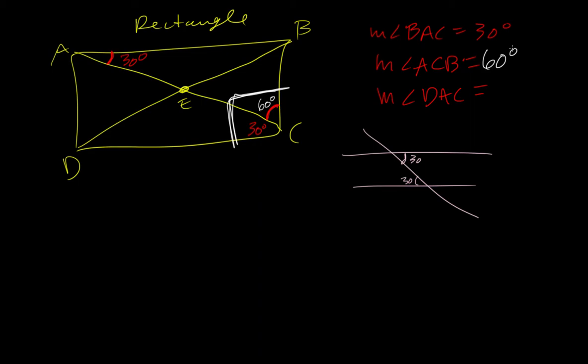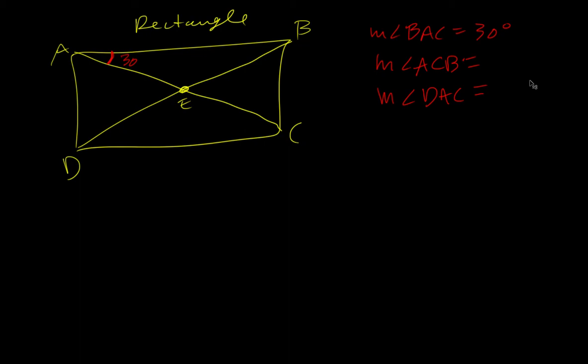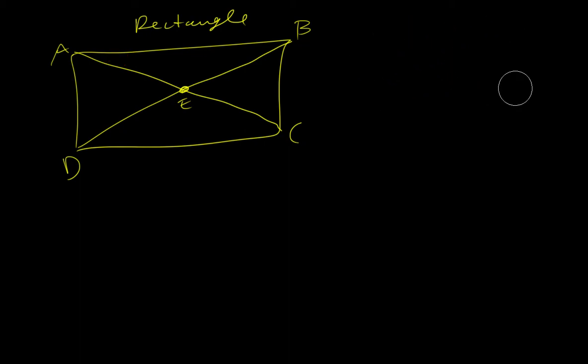Okay, now we want to find DAC. That's actually the same thing. That's a 90-degree angle, so that has to be 60. All right, clear the diagram.